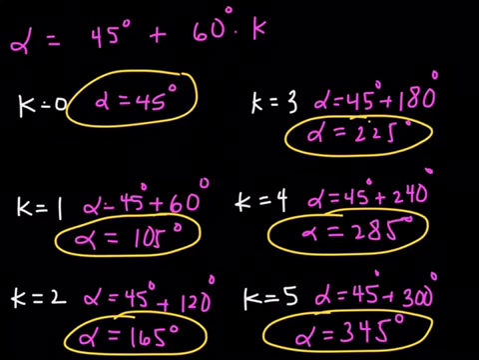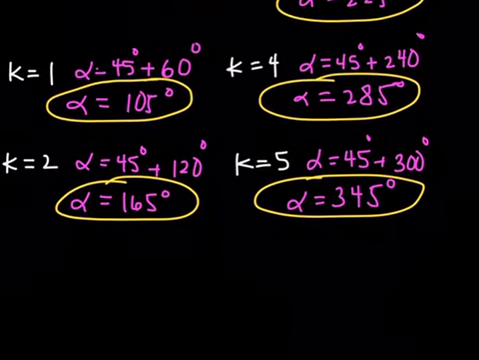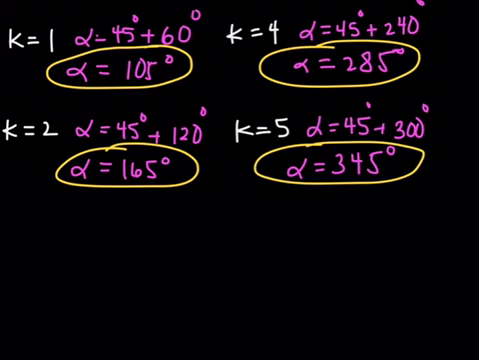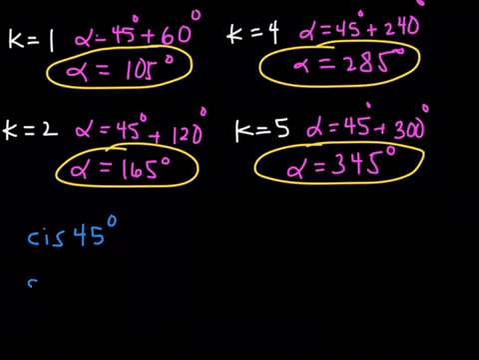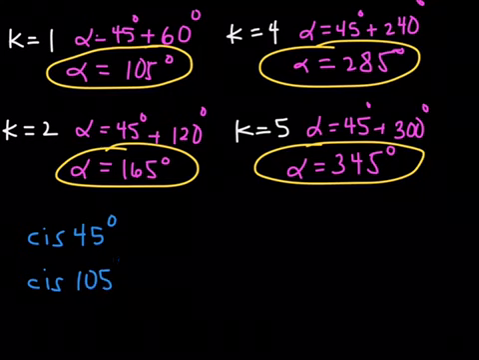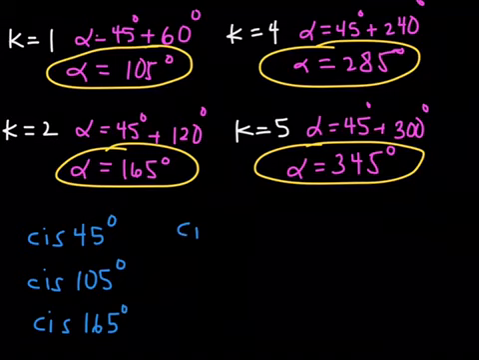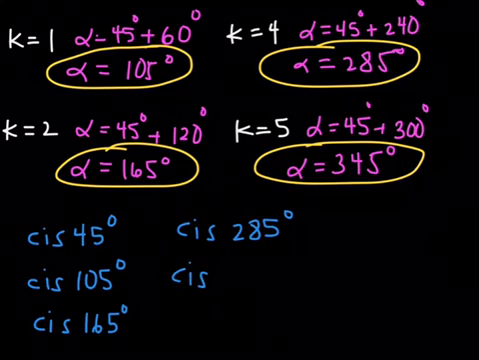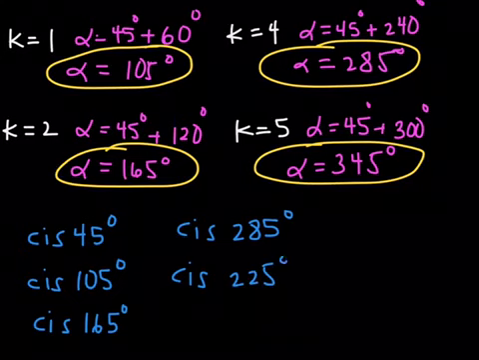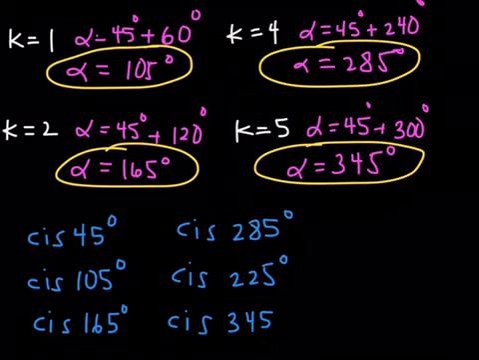1, right? So then your final answers can be written like the following. 1 times cis 45 degrees, 1 times cis 105 degrees, 1 times cis 165 degrees, 1 times cis 285 degrees, and I missed one again, just like I did in the previous example, 225 degrees, and cis of 345 degrees.